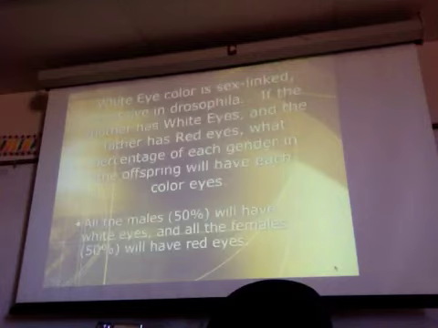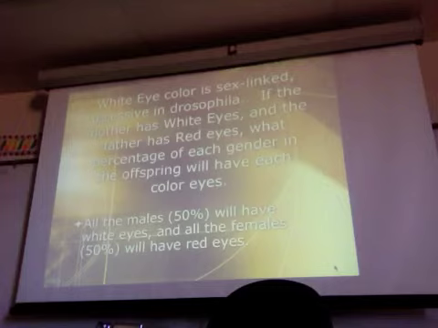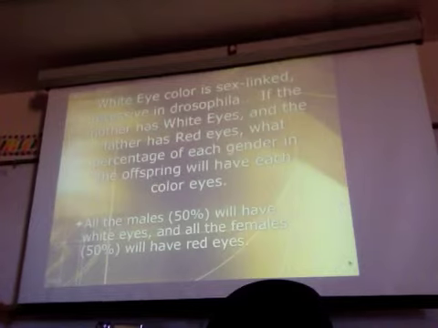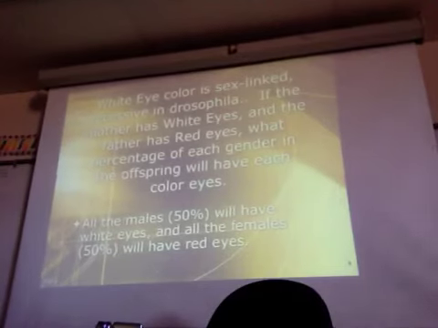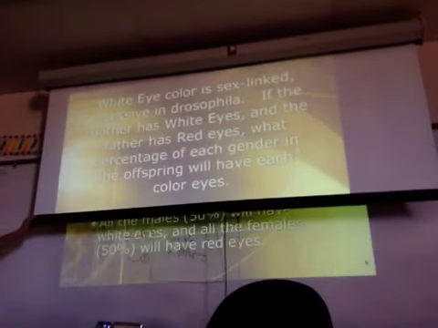It's going to be 50% of males, 50% of females. How do you tell when you cross it if they have both? What you've got to do is a Punnett square. It's easier to see. This one is hard to see without one. This is the same one as our colorblind one.